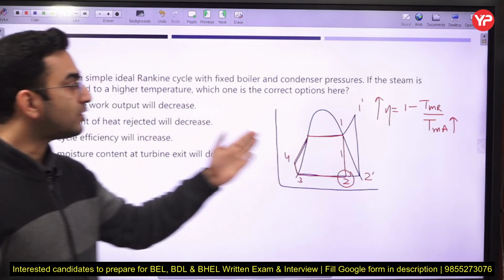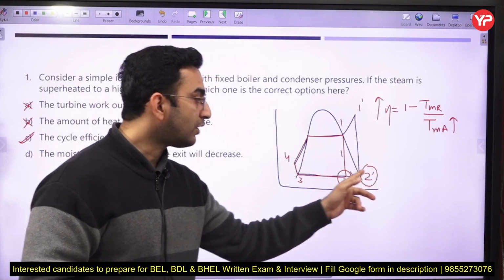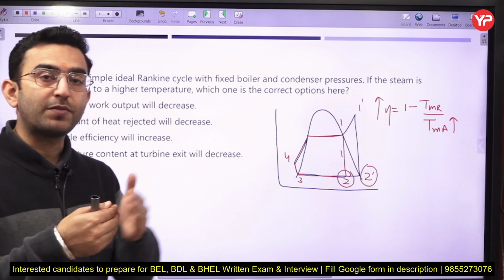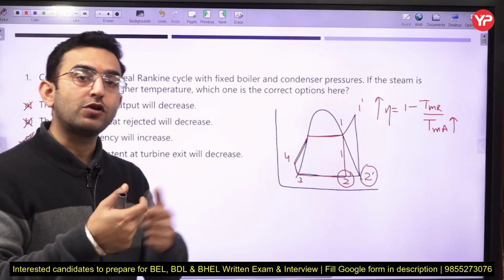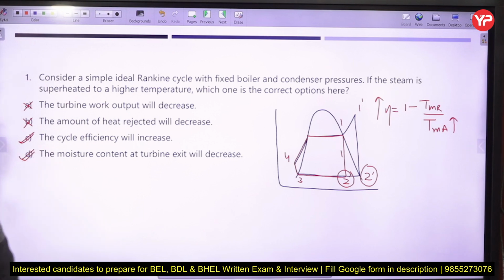So as soon as you are doing this superheating, the corresponding state 2 dash is at a saturated vapor state here. Okay, so we can say the dryness fraction is going to be increased and the corresponding moisture content is also going to be decreased. So here in this question, option C and option D are both basically correct. Okay, so that is the very simple part.